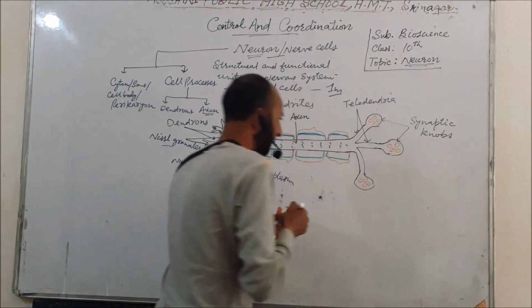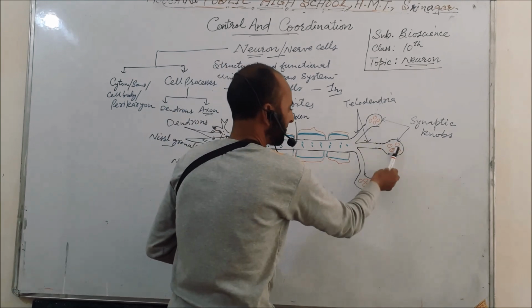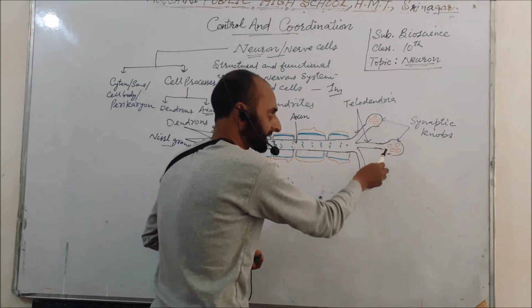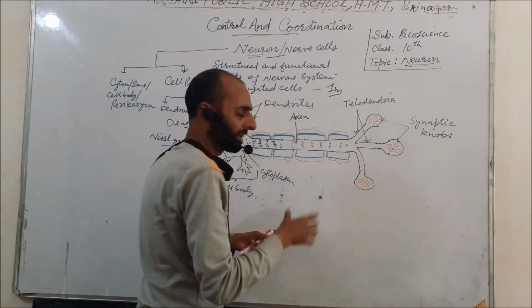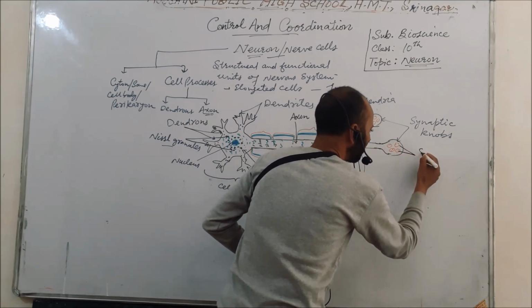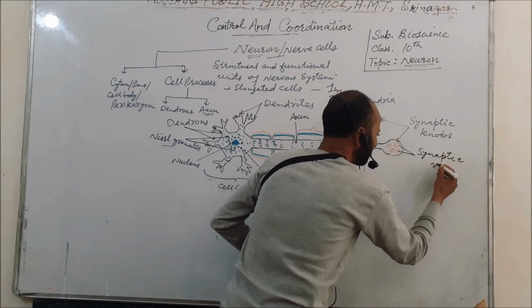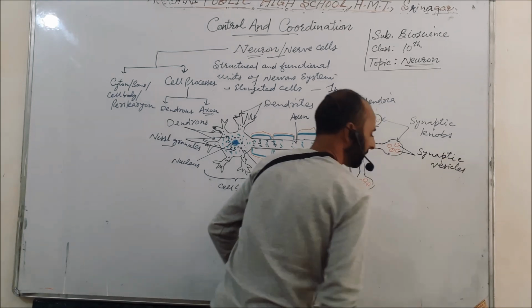Now these synaptic knobs contain many rounded structures inside, which are called synaptic vesicles. These are called synaptic vesicles. Okay.